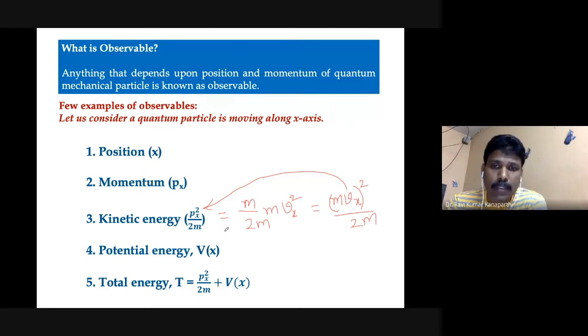We don't use half mv square as such, but in a slightly different manner we will be using it. And the second one, we may be interested in measuring the potential energy of the freely moving particle. In such a case, the potential energy can be called an observable. Similarly, there are cases where you may be interested in measuring the total energy of the system, which is freely moving in one particular direction. In that case, the total energy is the kinetic energy plus potential energy. Therefore, that can be called one observable.